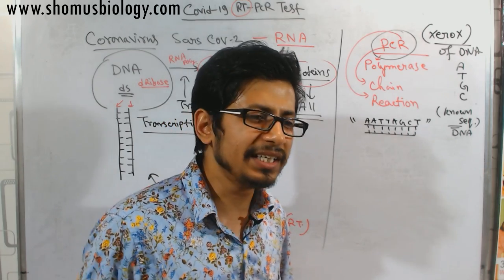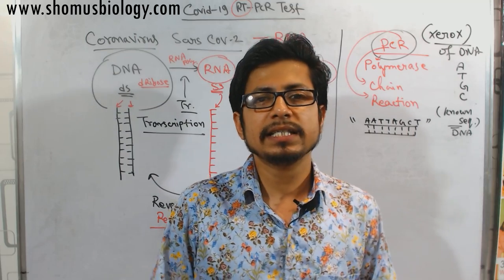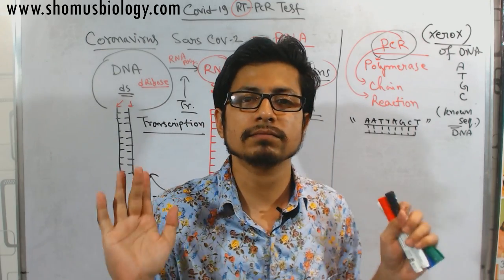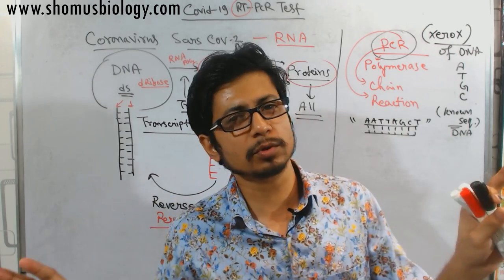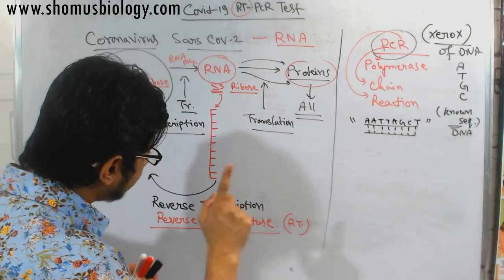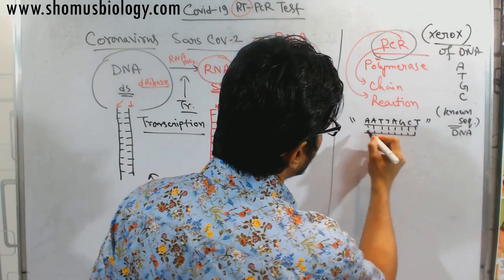The process is carried out utilizing a machine known as a thermocycler. The machine is very simple. It simply changes temperature from time to time. That's what the machine does. And we need some reaction mix and so on. I'm not going to talk technically about it. But the idea, let's assume we know this sequence, right?